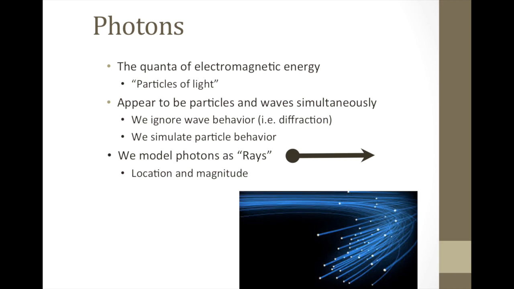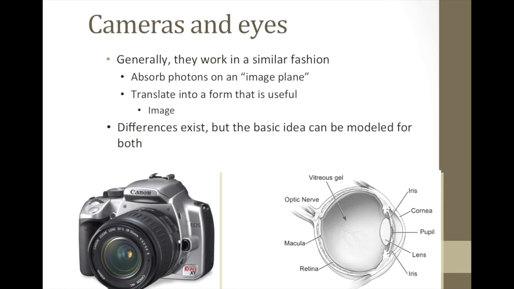So how do we do this? We model them as the mathematical notion of a ray. A ray has a location, a point, and a direction, and it's shown here by this arrow. We have a point, a location, and a direction. So the idea is of a photon starting at one point and continuing in a certain direction.